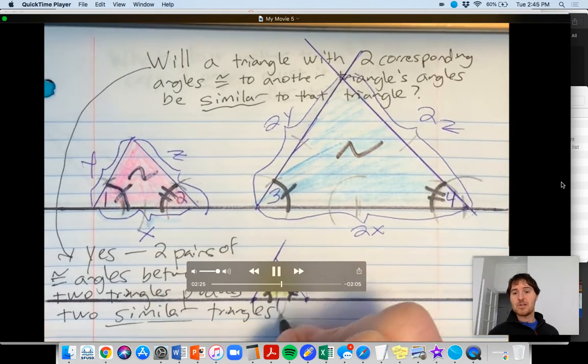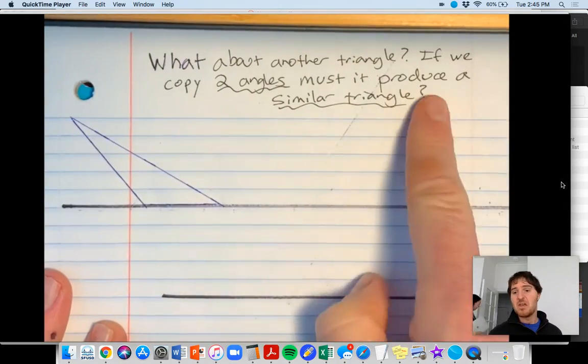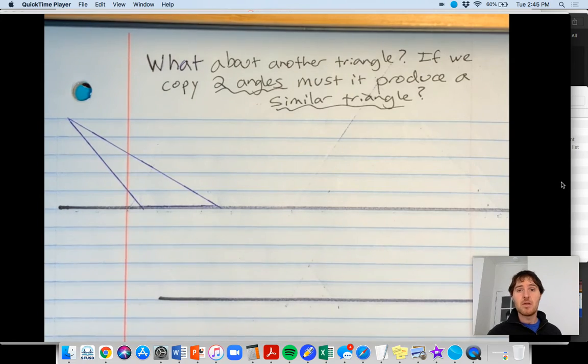That checks out, that one. Okay, so just one more example that I did, just to get more examples in front of you, is going to work out with an obtuse triangle. So what about another triangle?